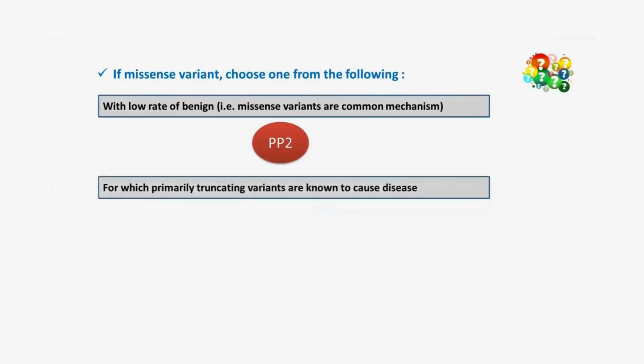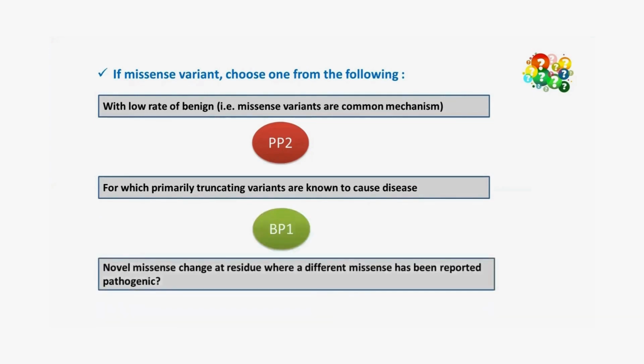And if we have found a missense variant, but for that truncating variants are known to cause the disease, but not the missense variant, then that variant will be benign under category PP1. And if we found a novel missense variant at the position where previously a different missense change has been reported pathogenic, so that will be put in the PM5 category. So this was all about the variant type and their attributes.